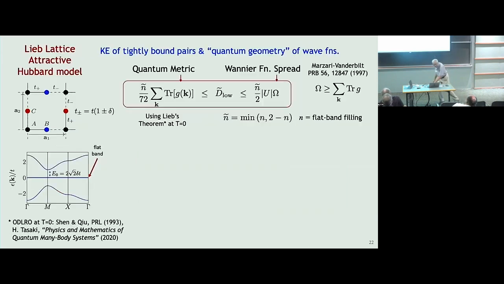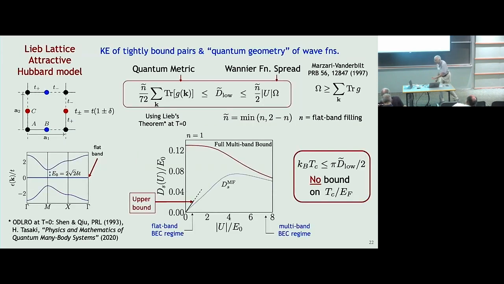So here is the Lieb lattice. I'm going very, very fast through this, but we have an upper bound. The structure of the upper bound is worth talking about. The lower bound is very special and rests on some results of Lieb's, but the upper bound is quite intuitive.